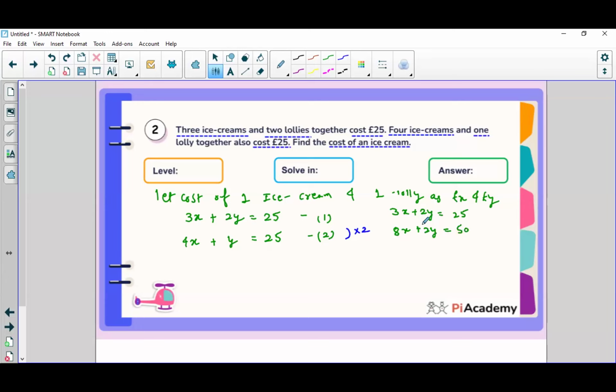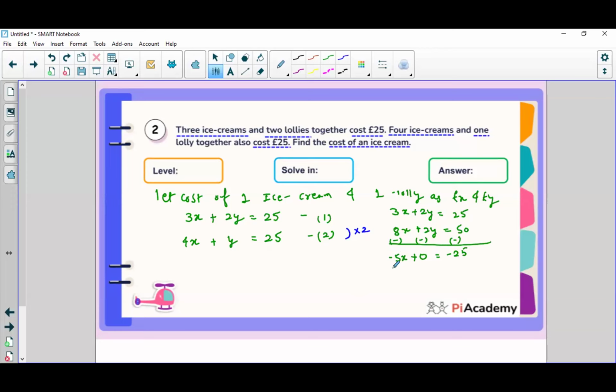Now, check the sign. In both equations, I can see the y has the same sign. Same sign means S for same, as for subtraction. So let's take a subtraction. It will change the symbol of each of the terms here. So 3x take away 8x, that would be negative 5x. This positive 2y and negative 2y will make a 0. And 25 take away 50, it's negative 25, right, guys?